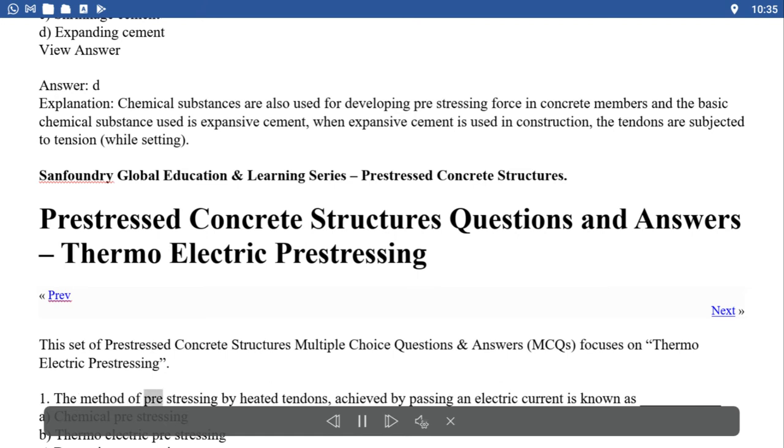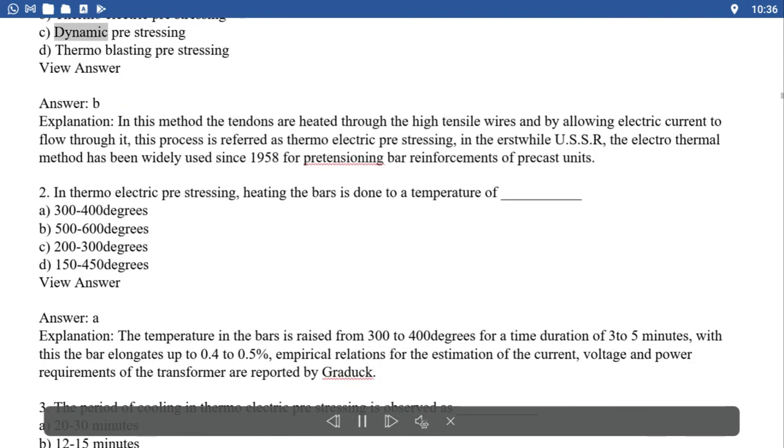1. The method of pre-stressing by heated tendons, achieved by passing an electric current, is known as blank. A. Chemical pre-stressing. B. Thermoelectric pre-stressing. C. Dynamic pre-stressing. D. Thermoblasting pre-stressing.